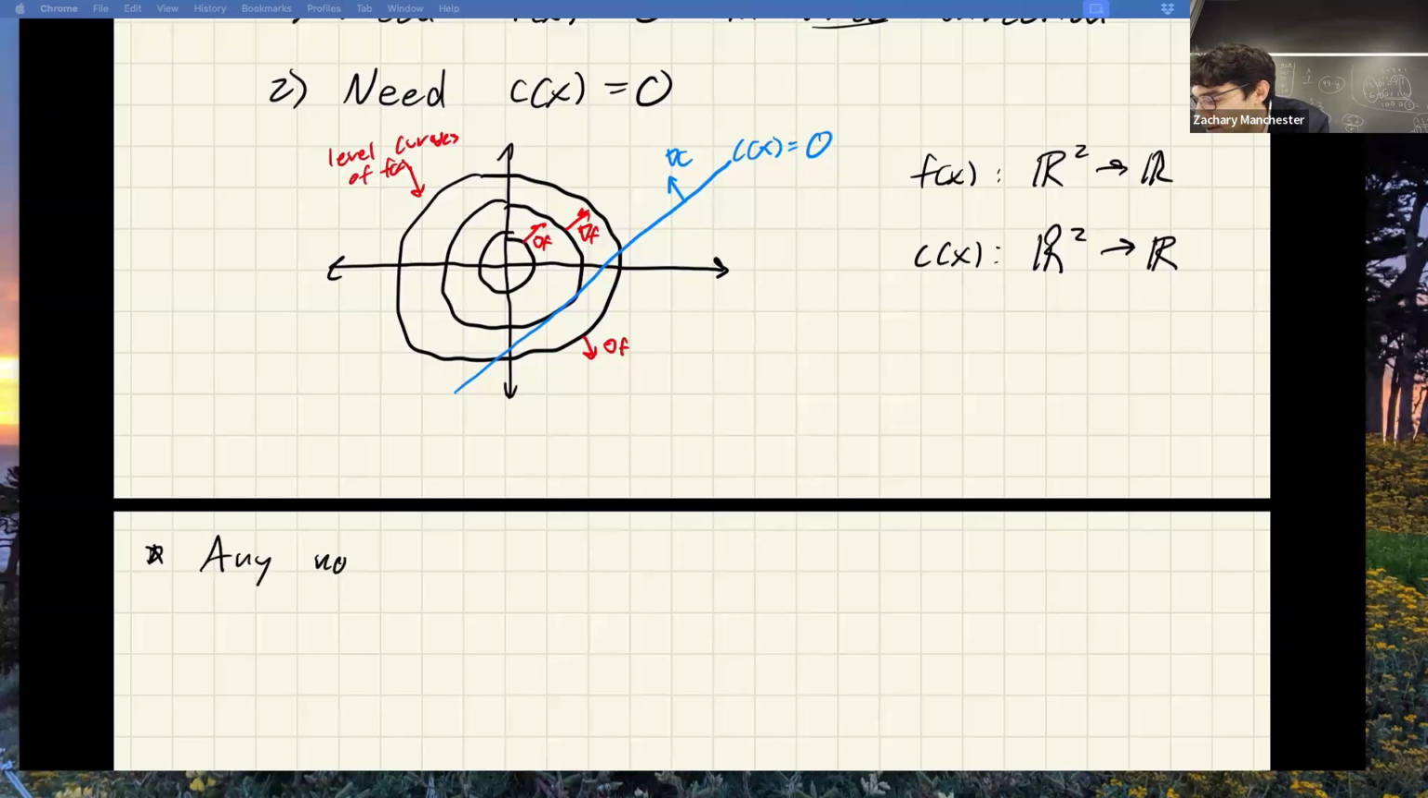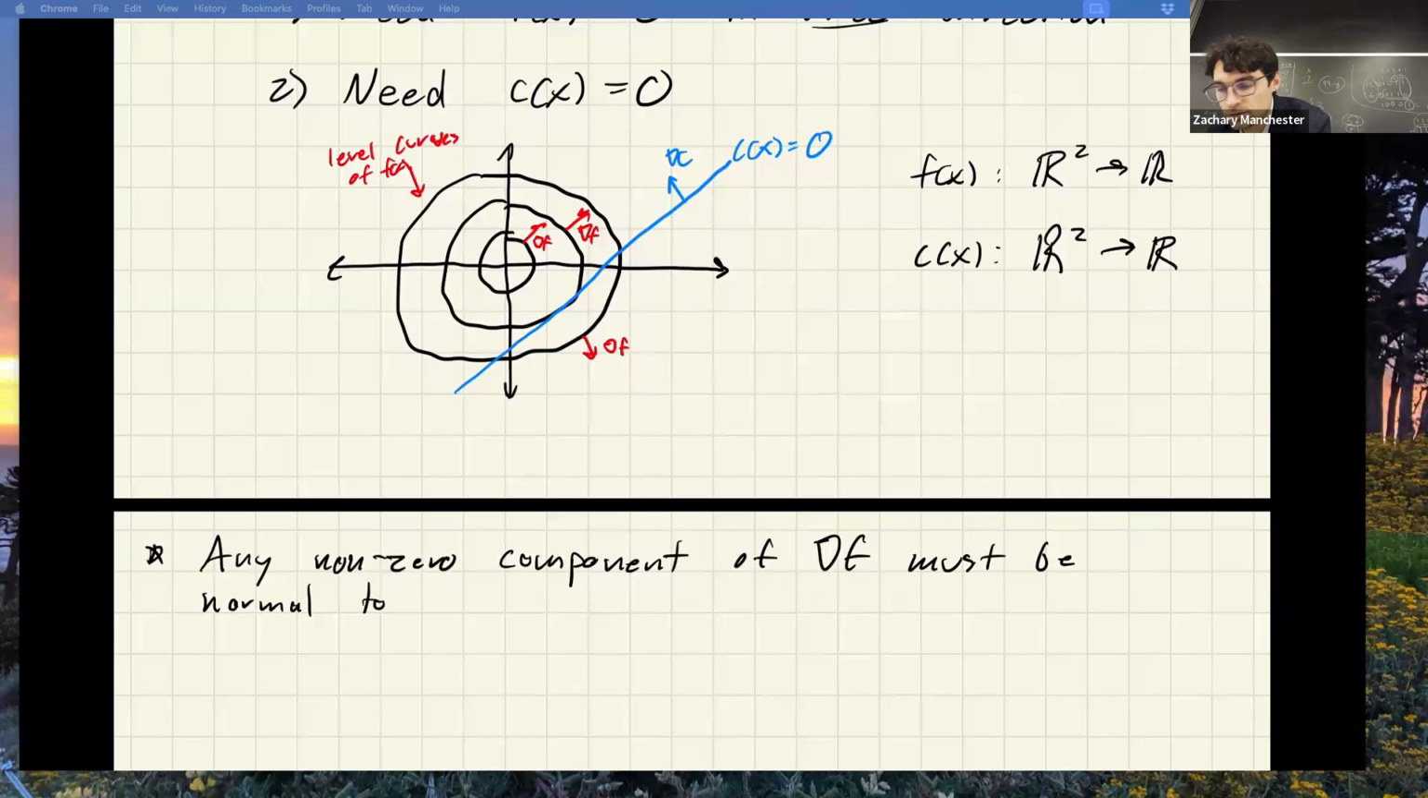So it's saying any non-zero component of grad f must be normal to the constraint surface or manifold or whatever you call it. So if I look at my picture up there, what that's saying is that grad f has to be parallel to grad c, right? Grad c is normal to the constraint. And so if I say any non-zero component of grad f must be normal to the constraint, that's saying any non-zero component of grad f has to be parallel to grad c. Parallel, but not the same, right? So I can scale it. Everyone cool with that? So that's what we're going to write down now.